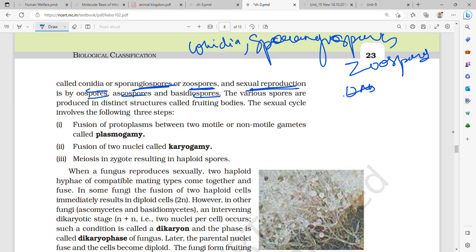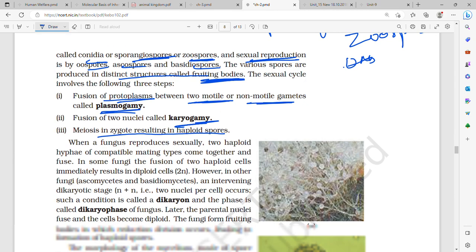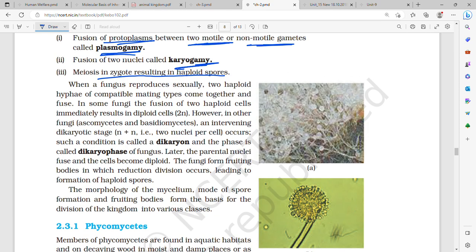Various spores are produced in distinct structures. These spores are produced in fruiting bodies. Then what does the sexual cycle include? It includes the fusion of protoplasm between two motile or non-motile gametes called plasmogamy, fusion of the two nuclei, karyogamy, and meiosis in the zygote, which results in haploid spores. So first plasmogamy, then karyogamy, then meiosis in fungi.